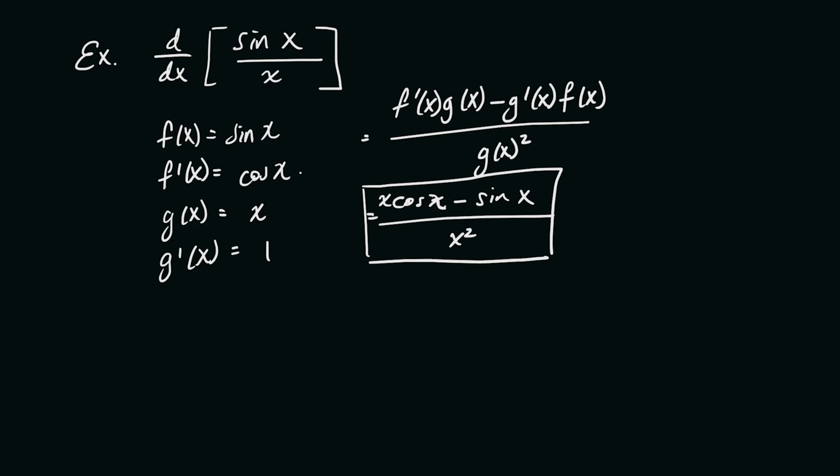A common mistake that people make is that they set it to addition instead of what's supposed to be a subtraction. And also, you only square the denominator. You do not square anything else in this equation.